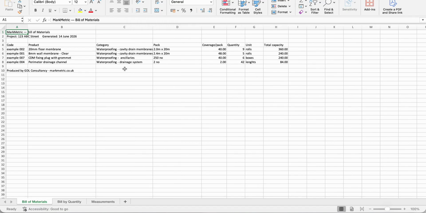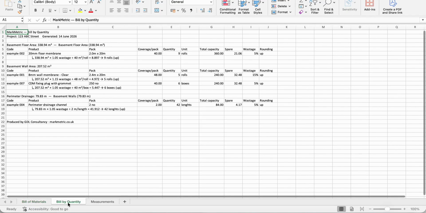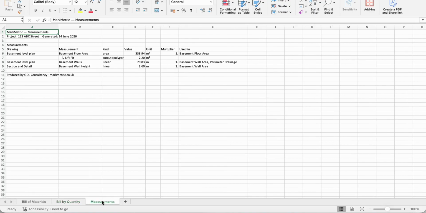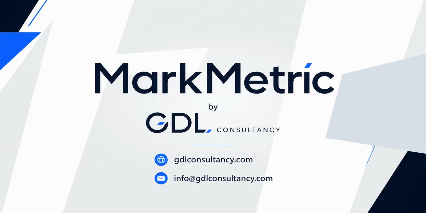Hand it to a checker. They can follow every number, line by line. Measure once, reference everywhere, at any scale, with the working shown, MarkMetric.